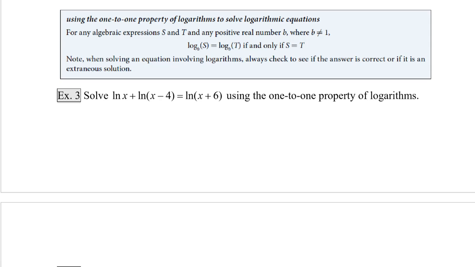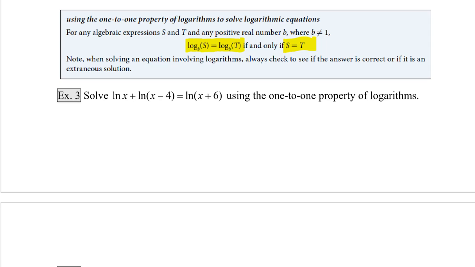Just like we can use the one-to-one property of exponential functions to solve exponential equations, we can use the one-to-one property of logarithms to solve logarithmic equations. So this basically says that if log base b of s is equal to log base b of t, the bases have to be the same, what's inside the logs can be set equal to each other. S has to equal t. Now this is important.